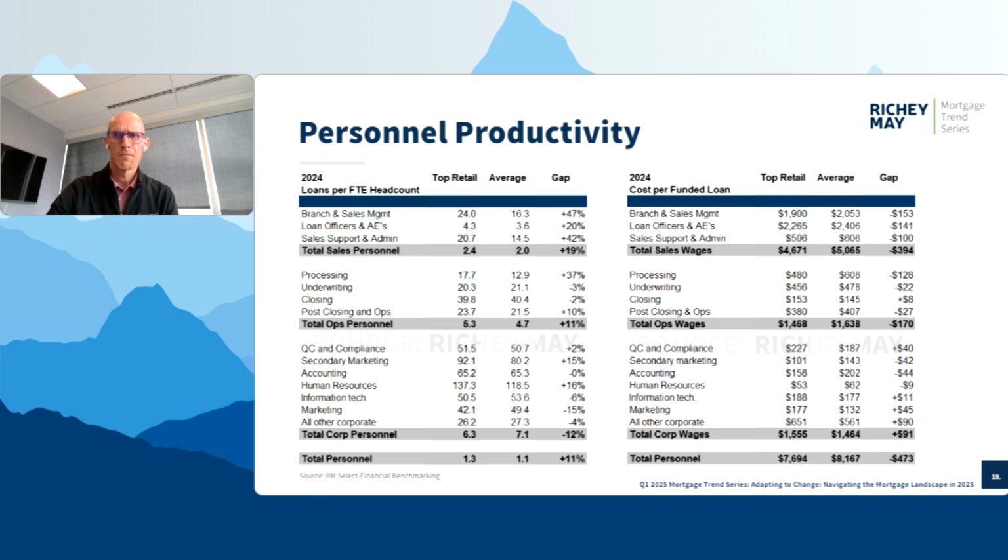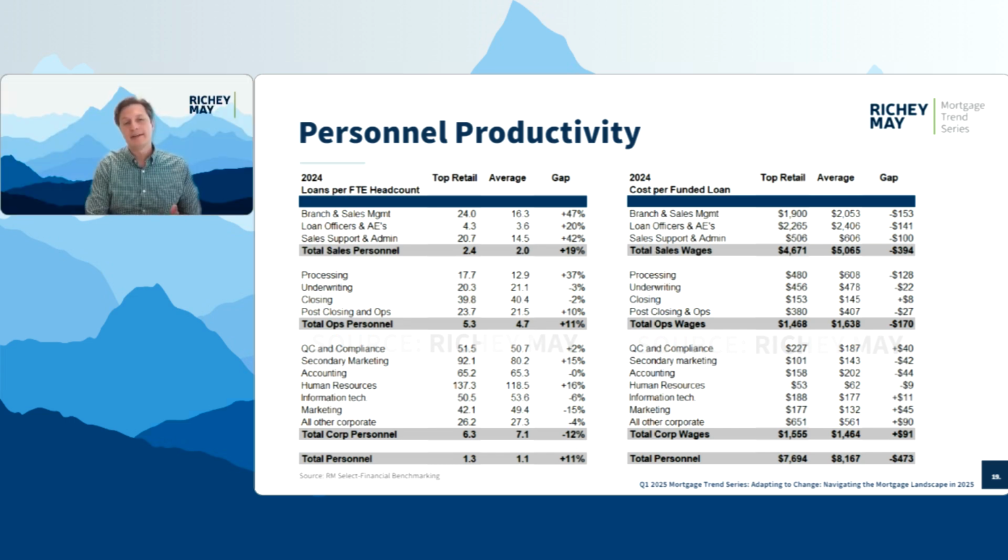So as I was saying, for total sales personnel, the top retail, right, they're averaging 2.4 funded loans per FTE. And that's a monthly number. So that's out of all of their sales FTEs, they all average that number versus 2 for the peer group. So obviously productivity is important. And that's another marker that we can see. In total, the top performers are at 1.3 units versus 1.1. That's 11% better than the average.